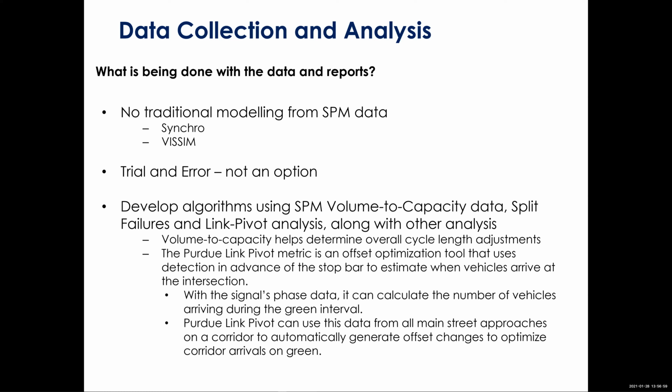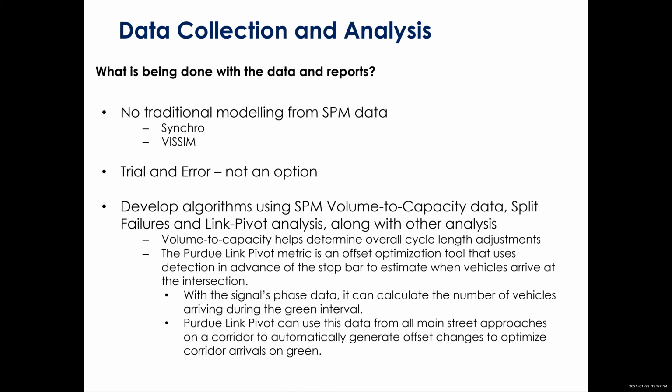And what we're using in Gulf Shores is a combination of volume to capacity data, split failures, and a link pivot analysis along the arterial to determine better timings and what we should do with the intersections. The volume to capacity really helps us determine cycle length adjustments. As we approach a higher capacity, it's going to analyze that and consider whether or not to raise the cycle length. If the volume to capacity goes down, then we can start lowering the cycle length back down to a manageable level.